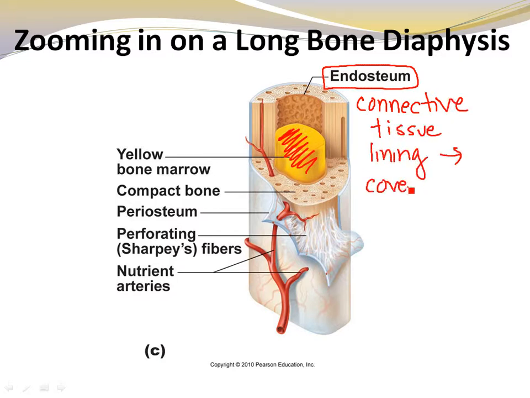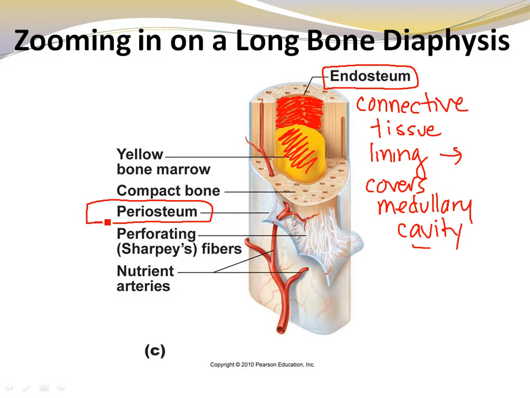And it covers the medullary cavity. It's also a location where some of the cells that are involved in forming bone, repairing bone, tend to hang out. So they really don't have that drawn in on this diagram. But imagine there along lining that cavity there, you've got a connective tissue membrane or covering there. Now notice here on the outside of the bone, you have a connective tissue covering there as well.